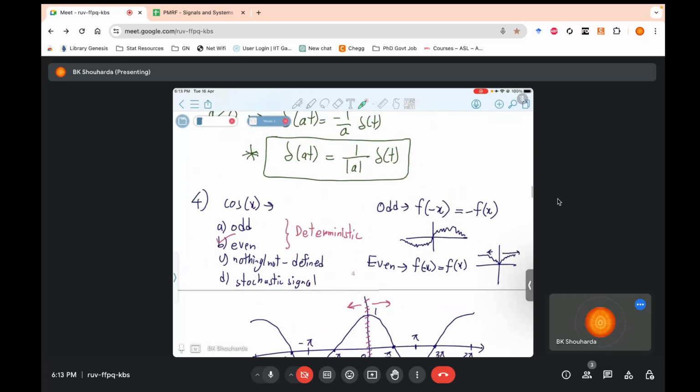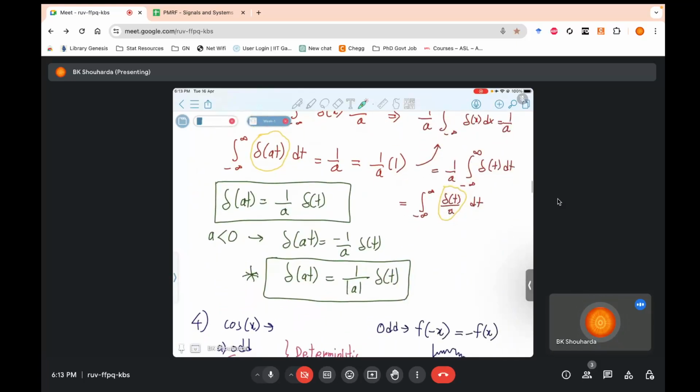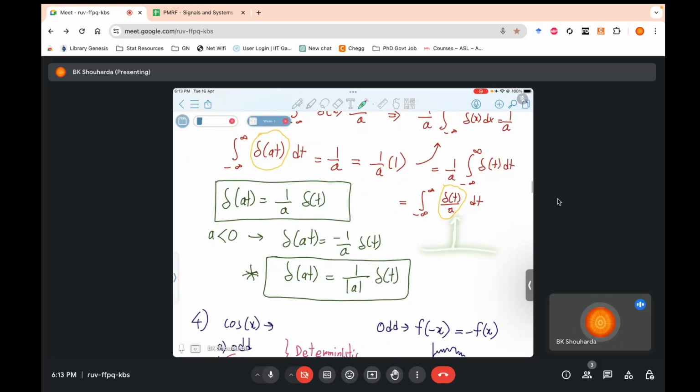Then you have another important function, which is the unit step function u of t. U of t is equal to 0 for t less than 0, and it is equal to 1 for t greater than 0.